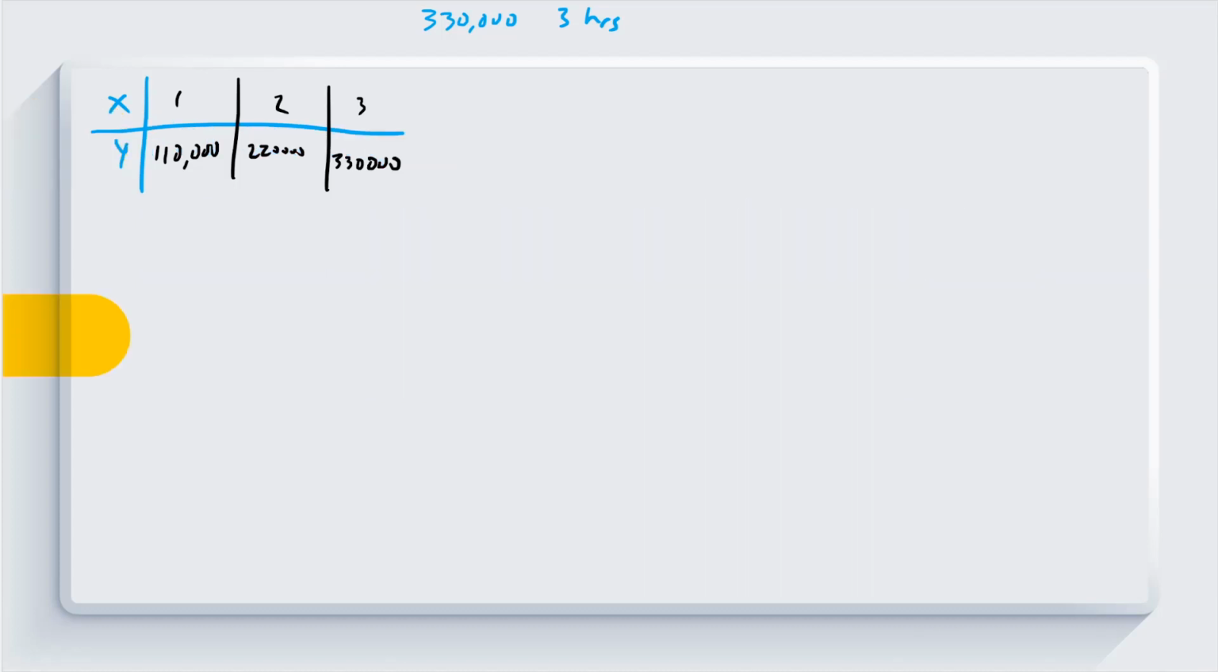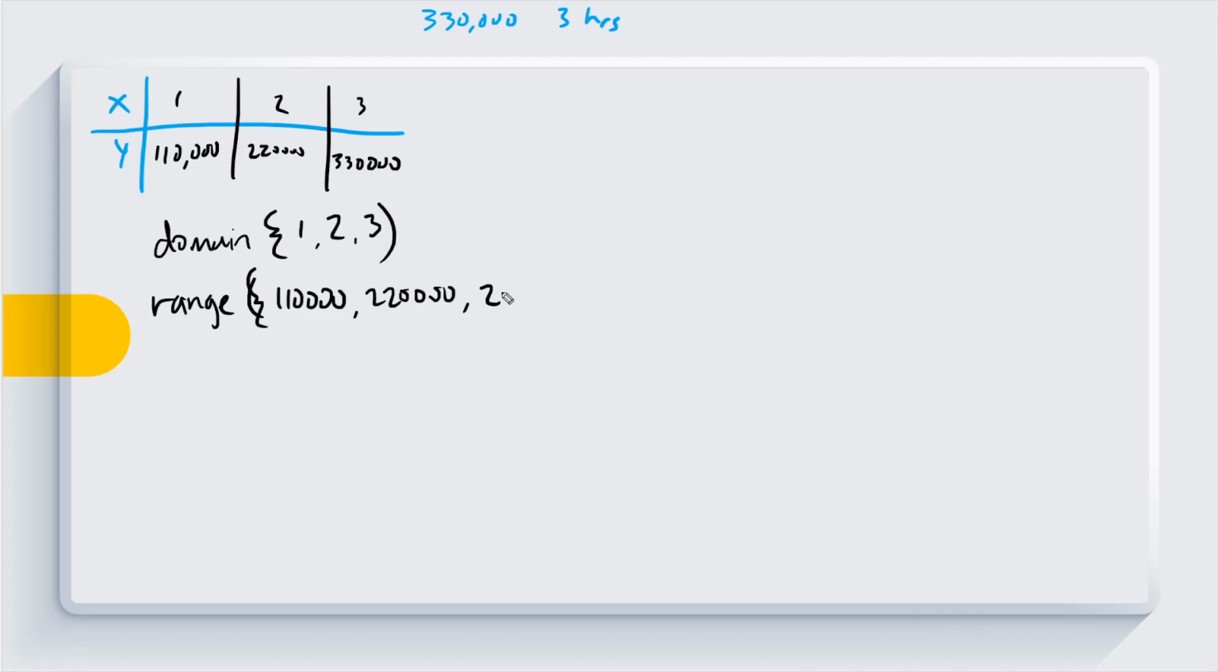Okay. Here we go. The domain is 1, 2, 3. The range is 110,000, 220,000, and oh, geez, 330,000. I get in a hurry sometimes and I make mistakes. Yes, this is a function. Oops, see, I did it again up here.